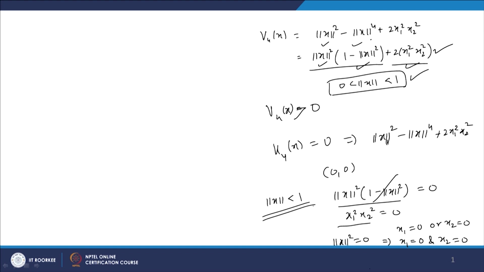So, it means that V4(x) is a positive definite function in the domain norm of x less than 1, and it is greater than or equal to 0. So, in the interior of the unit circle, it is a positive definite scalar function. Okay, so here we have defined this.